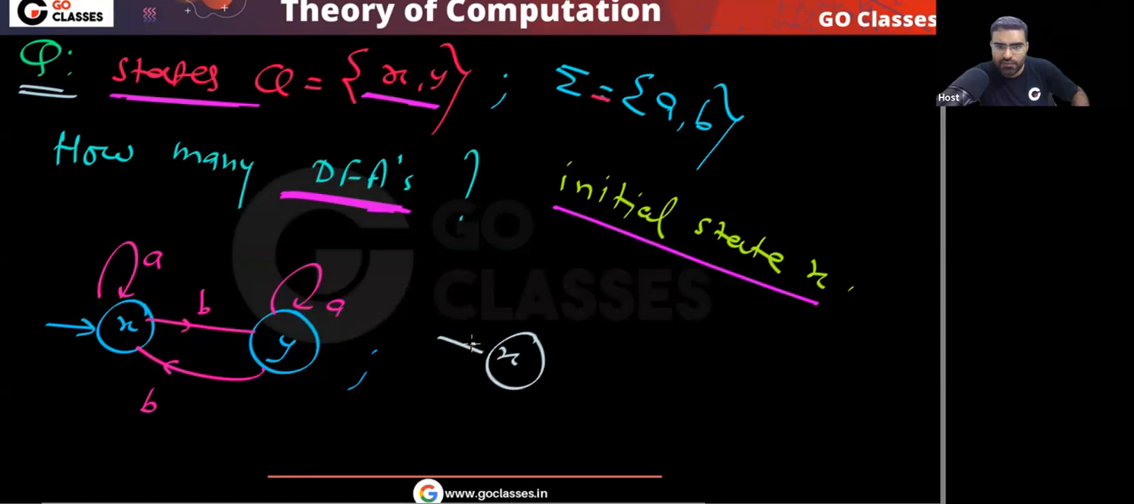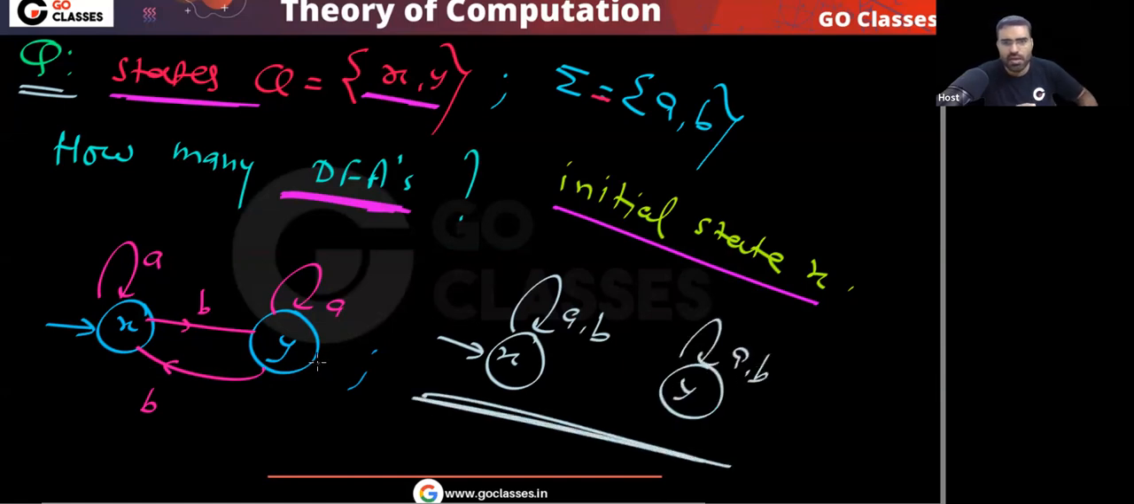Similarly, you can get this DFA also. Initial state is this. I can do this also. Is this a DFA? Tell me, is this a DFA or not? Yes, this is also a DFA. No problem. This is an unreachable state. This is also a DFA.